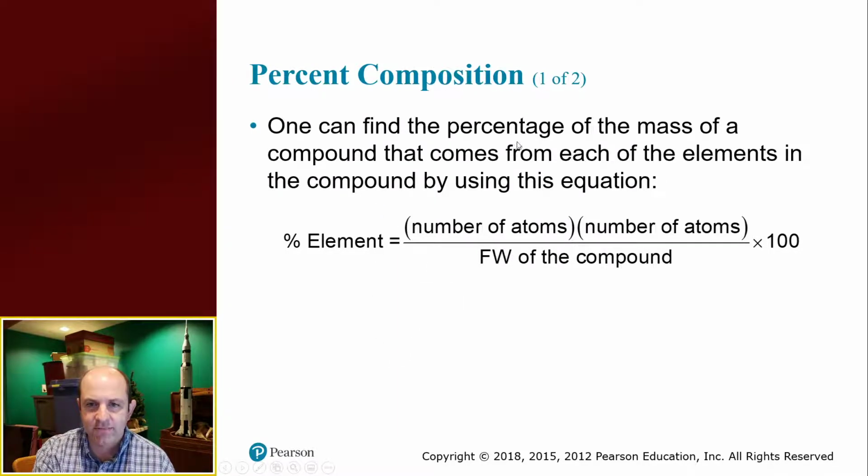So it says here we can find the percent of the mass of a compound that comes from each of the elements. So we want to say, well, for instance, for that glucose, how much of it is carbon? How much of it is oxygen? How much of it is hydrogen? And so our equation for percent composition, for a percent of a given element, we say how many atoms of that element are in the compound.